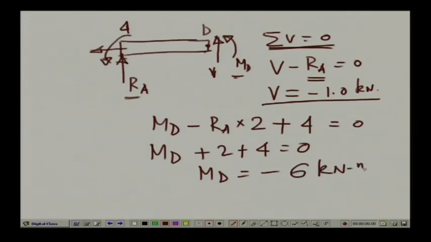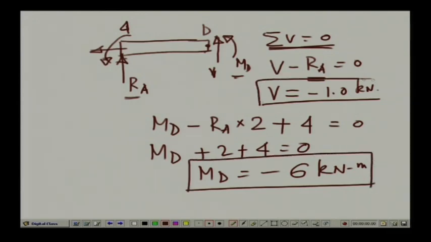Now, interestingly, if you look into the values of the shear force and the bending moment as we have obtained at this particular point, it shows us that V is equal to negative 1 kilonewton and the moment is -6 kilonewton meter. Now, this indicates that the direction of the shear force as we have assumed at this particular cross section is in the opposite direction, and hence the magnitude of the shear at this particular point is 1 kilonewton and the magnitude of the bending moment at this point is 6 kilonewton meter.